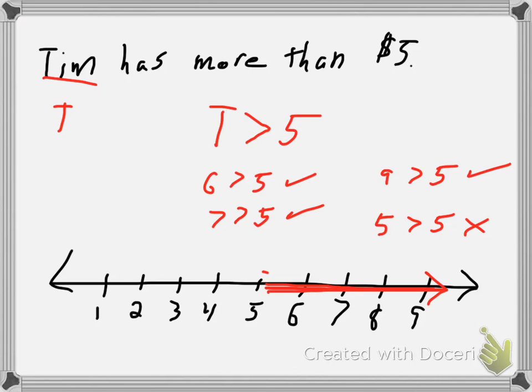But instead of having a closed circle at 5, I'm going to have what we call an open circle at 5. That open circle tells us everything right up until that point works, but that point where that circle is at doesn't work. So I'm going to have an open circle at 5, my arrow going to the right, meaning anything to the right is a solution to that inequality.